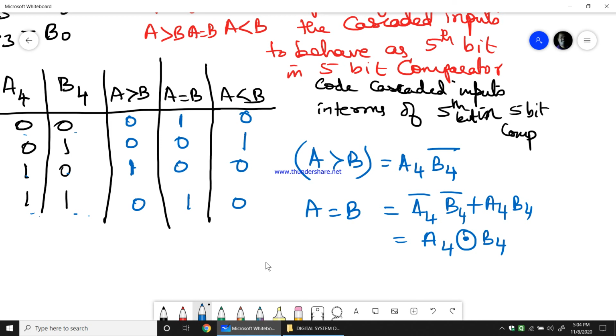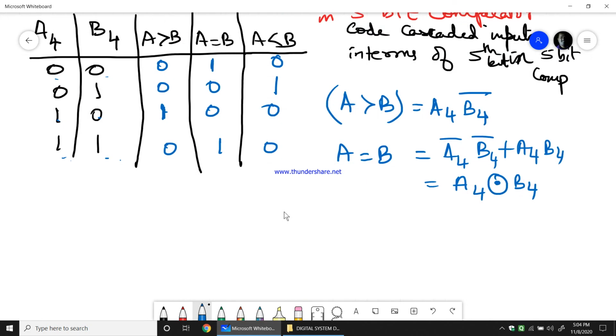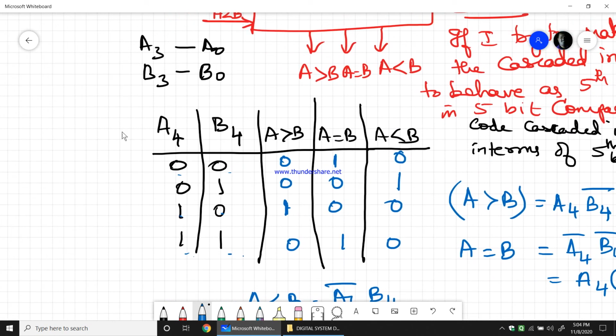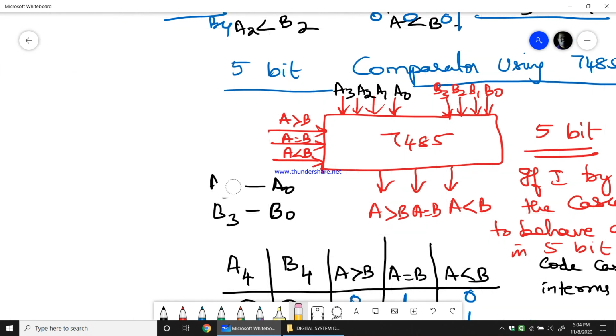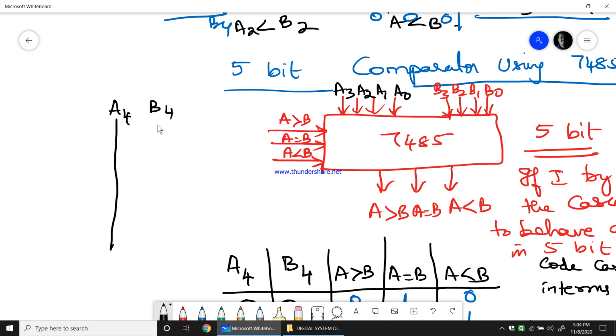I think this is as good as the 1-bit comparator we wrote earlier. Finally, A less than B is what? It is 1 for this 0, 1. Therefore, it is A4 bar B4. So, if I try to put this A4 B4 in the cascaded inputs, I will just add these gates to this particular cascaded input. So, think A4 and B4 are two inputs where I do have a NOT gate connected to this.